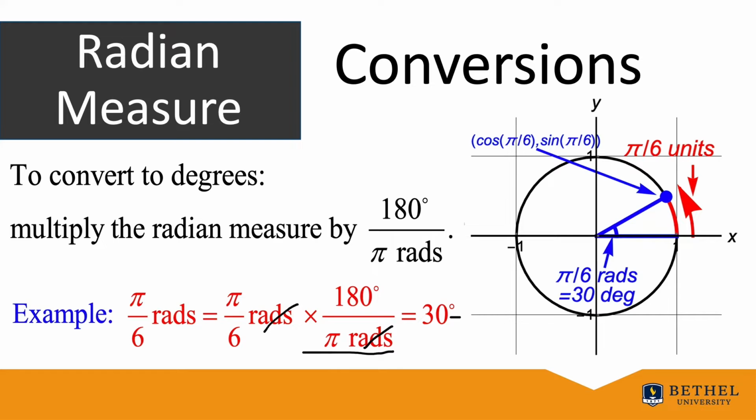Here's a picture for this situation. An angle of pi over 6 radians is 1/12 of the way around the unit circle, just like 30 degrees is 1/12 of 360 degrees. As a challenge, you might see if you can figure out the cosine of pi over 6 and the sine of pi over 6 without a calculator. To convert from degrees back to radians, just multiply by the reciprocal conversion ratio, pi radians over 180 degrees. I'll let you think of some examples.